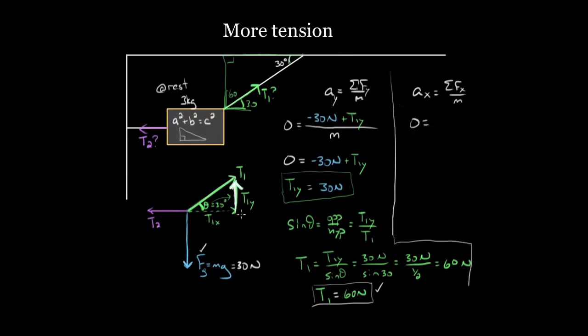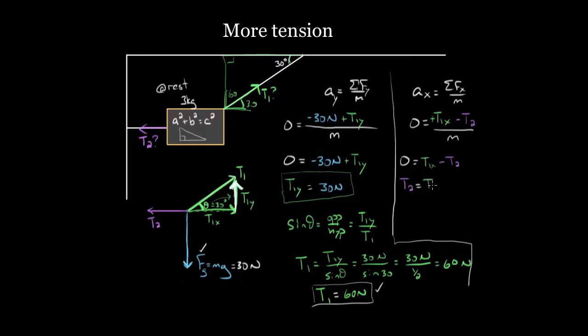Equals net force in the x direction. Okay, now I'm going to have T1 in the x direction. That's positive because it points right, and I'm going to consider rightward positive, minus T2, all of T2. I don't have to break T2 up. T2 points completely in the horizontal direction. Now I divide that by the mass, and well, I could multiply both sides by mass. I'd get 0 equals T1 in the x direction minus T2. So if I solve this for T2, if I add T2 to both sides, I get that T2 just equals T1 in the x direction.